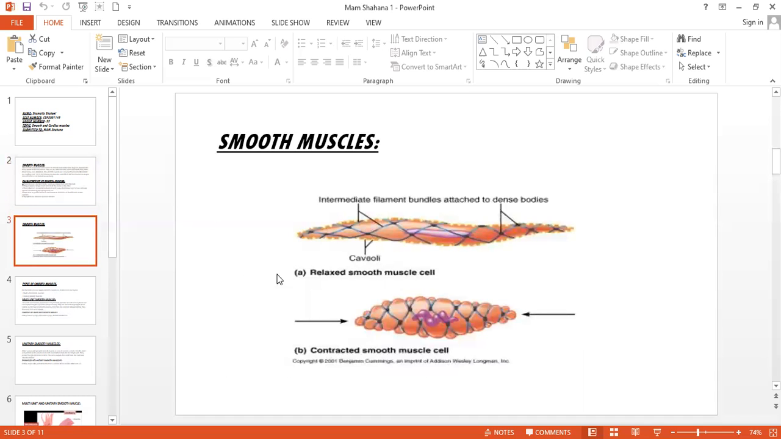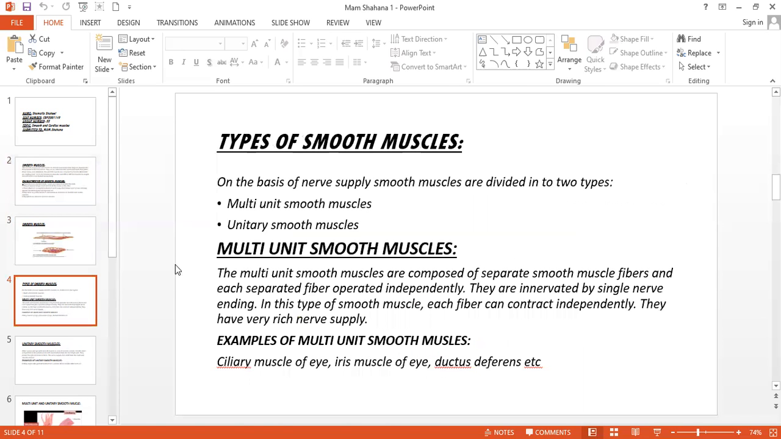In this slide, there are two diagrams. A shows the relaxed smooth muscle cells, whereas B shows the contracted state of the smooth muscle cells. In this slide, we study the types of the smooth muscles. Actually, the smooth muscles are classified into two types on the basis of their nerve supply. So, on the basis of the nerve supply, smooth muscles are divided into two types: multi-unit smooth muscles and unitary smooth muscles. First, we will discuss the multi-unit smooth muscles.